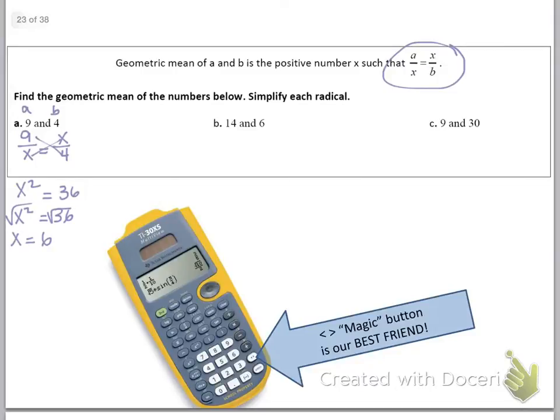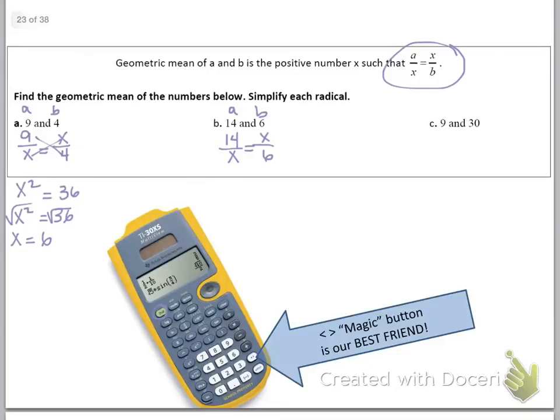So when you type it in your calculator, you type in the second, and then you're going to type the x squared button, and then you're going to type in 36 and press enter, and it should get you that. So this is going to be A, this is going to be B, so I have 14 over x is equal to x over 6.